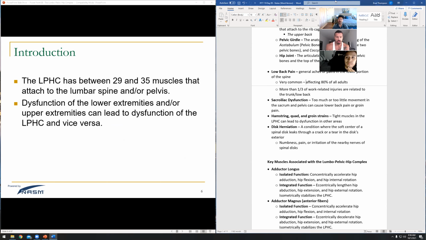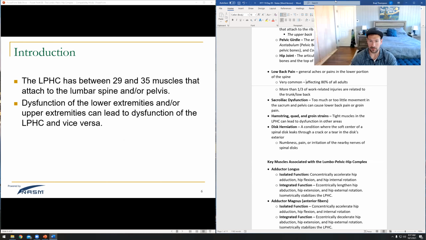Me, I think that they should just consider the long head and the short head of the biceps. They're totally different muscles. But other people are like, no, they share fibers, therefore they're one muscle. It's like, all right, whatever. But yeah, between 29 and 35 is what you're typically going to see. We're not going to have to memorize that many, but we can understand the complexity here.